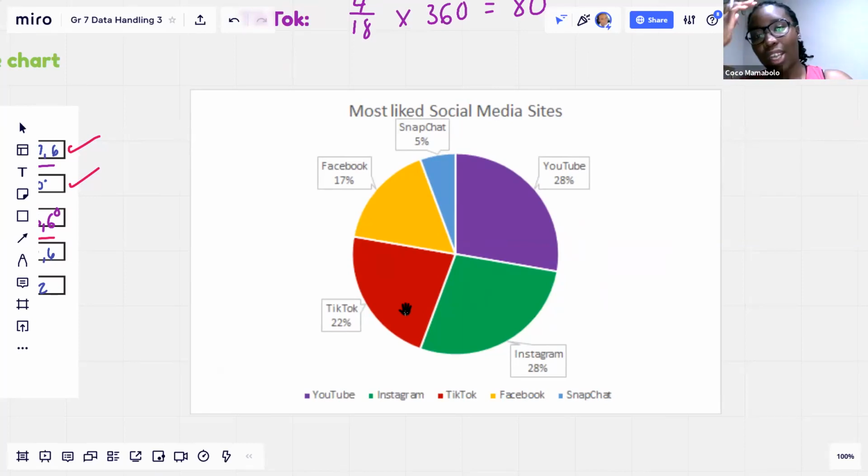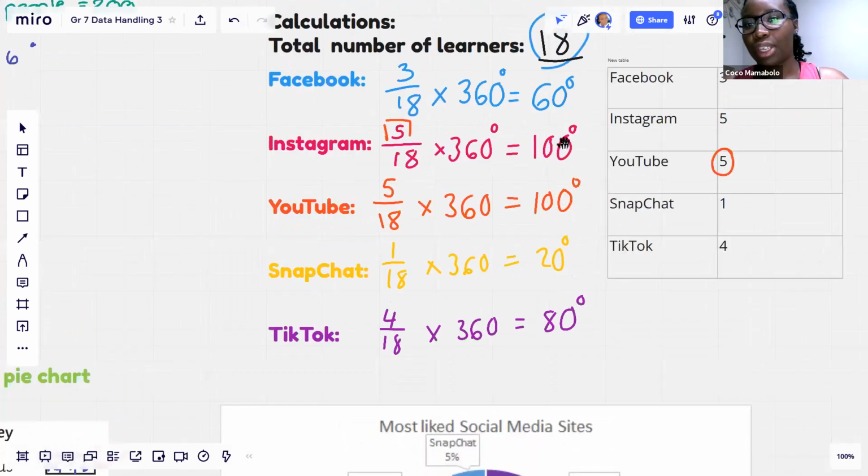And this is what the pie chart looks like. And in this case, we wouldn't then have any decimals because we used these values up here. We used 100 degrees, 100 degrees, 60, 20, and 80 degrees. So we wouldn't have to deal with decimals. Okay. All right, guys, I hope we're all understanding how that works.